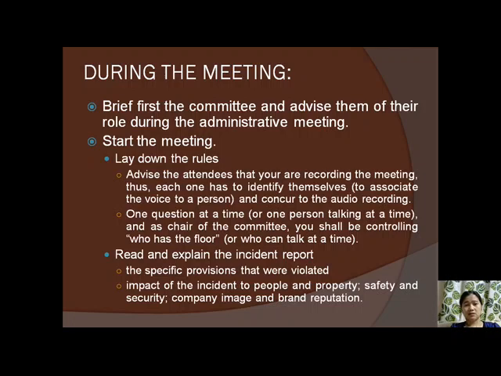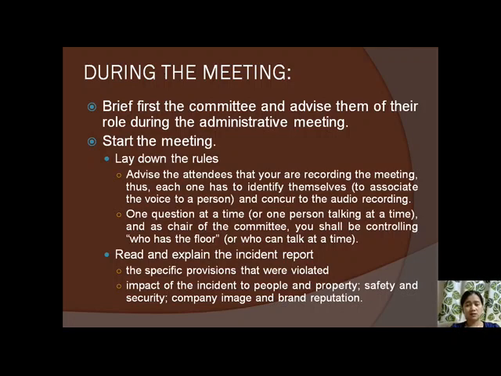Then you need to start the meeting. First, you lay down the rules. What are the things they need to follow? Who will talk first? For example, if someone is talking, you need to listen, so do not interrupt or whatever.